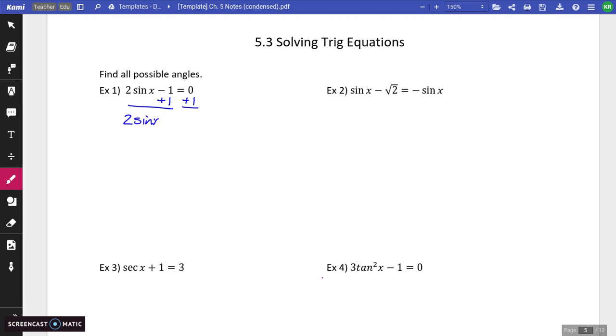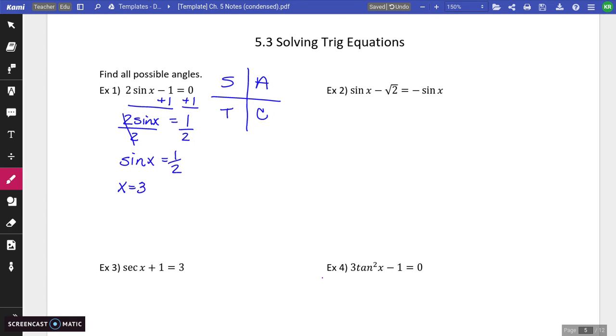So you are solving just like you're solving for a variable, except in this case you're solving for sine of x. That's your variable. Okay, so sine of x is 1/2. So on your unit circle, all snow tastes cold. Sine is positive in the first and second quadrants. So you're going to be looking for an angle in the first quadrant whose sine is 1/2, or whose y coordinate is 1/2. And that is going to be a 30-degree angle.